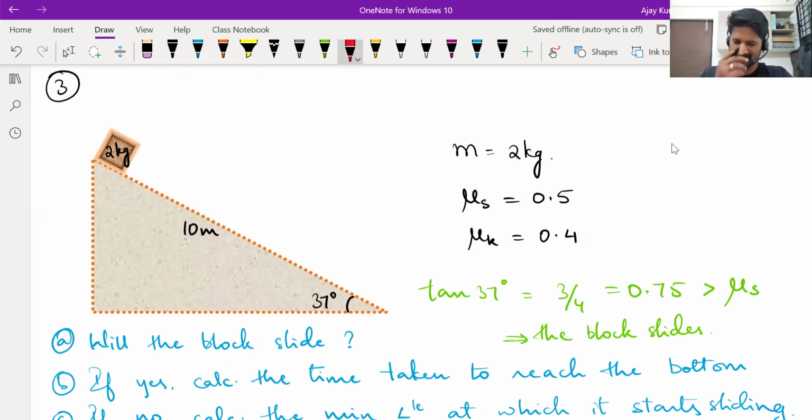No, it's not like that. Okay, normal arises because of mg cos theta only.